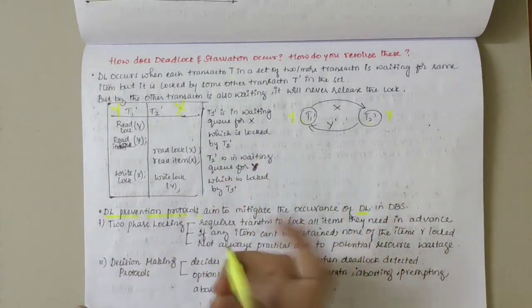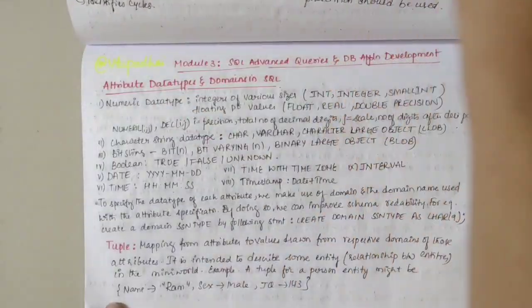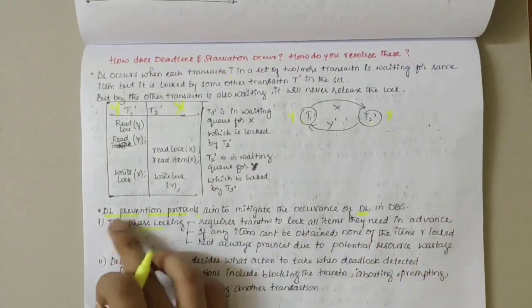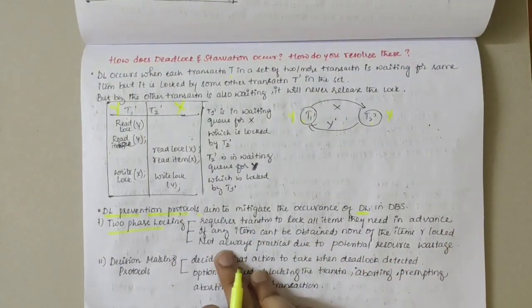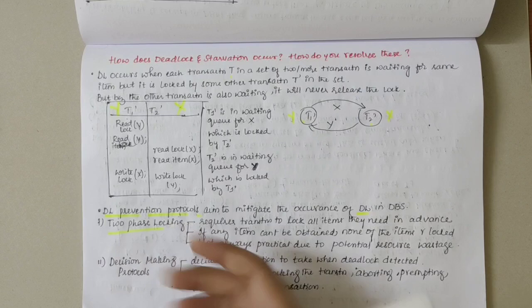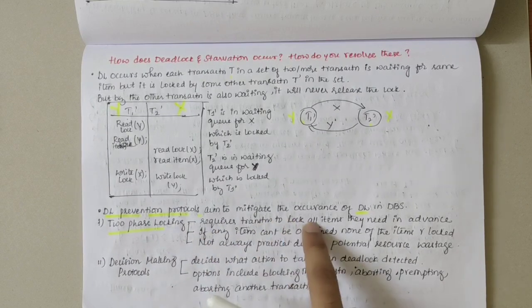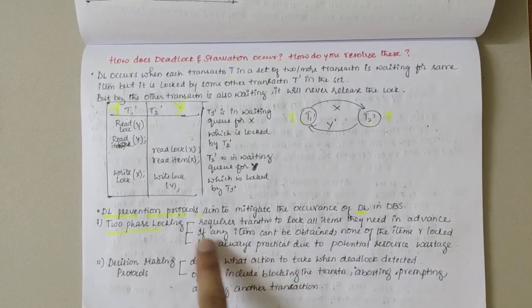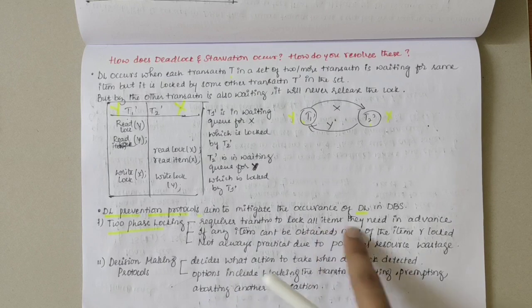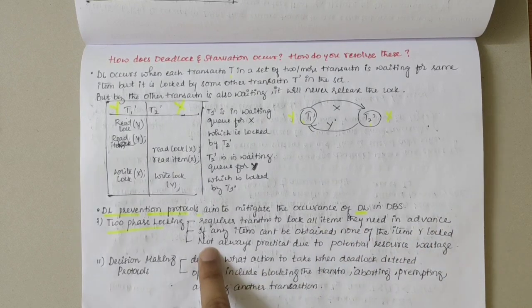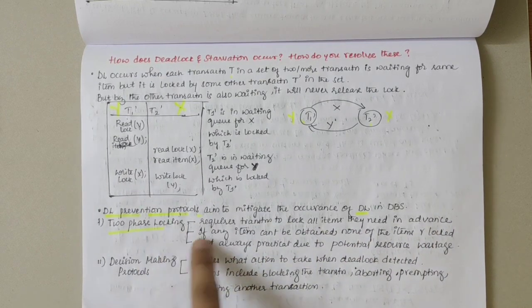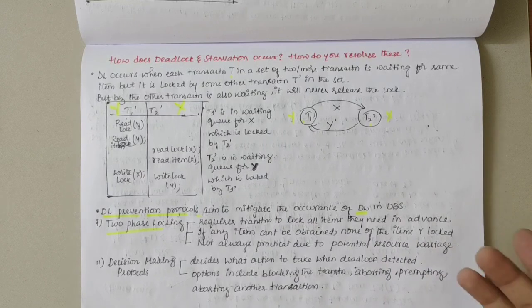We have three methods here. First one is two-phase locking, where we make use of two phases. That is, we require transactions to lock all items they need in advance, and if any item cannot be obtained, none of the items are locked. It is not always practical due to potential resource wastage.